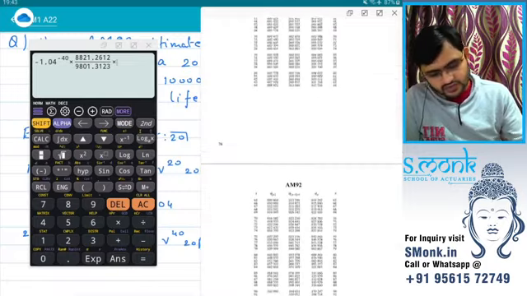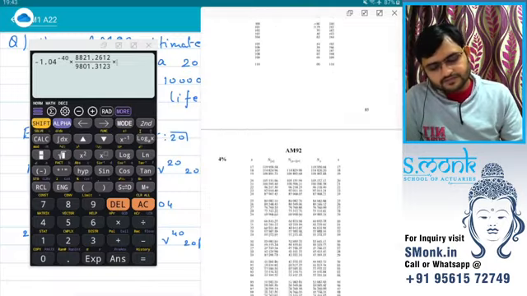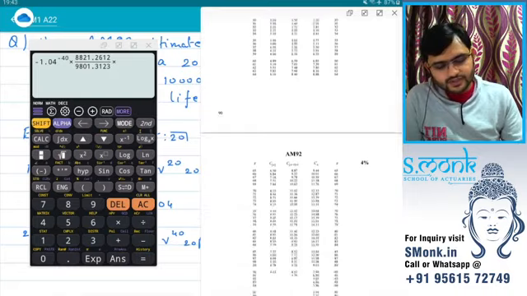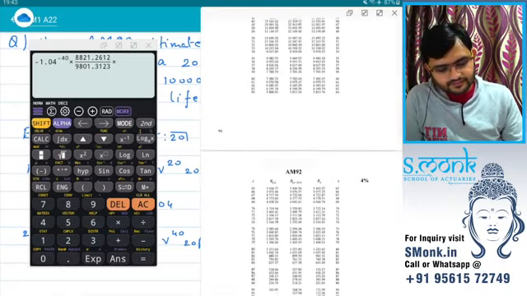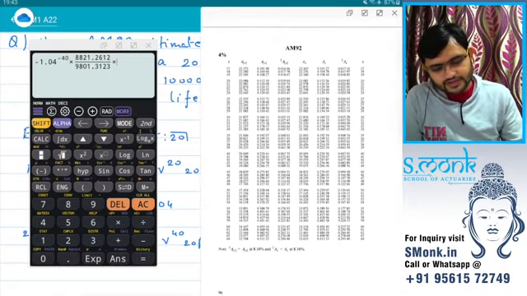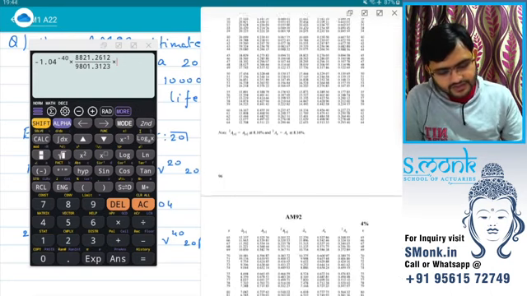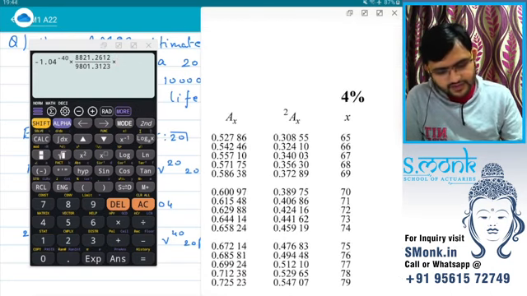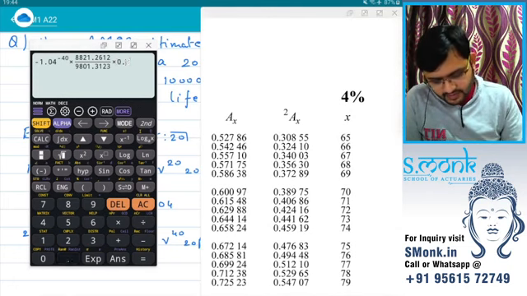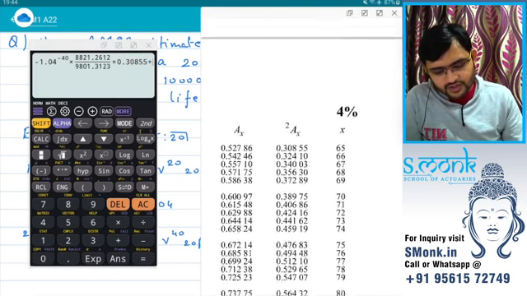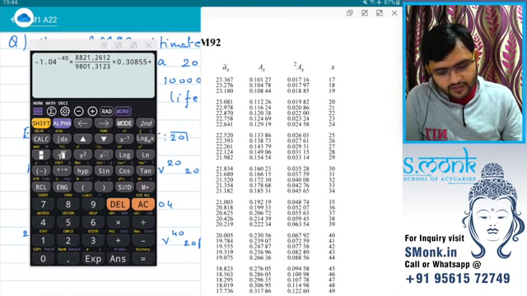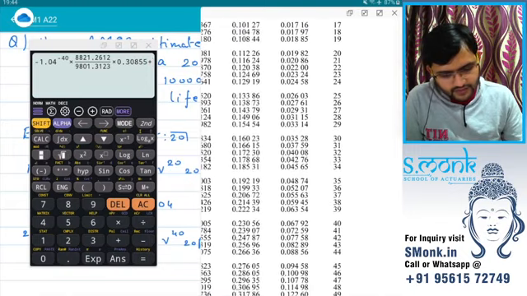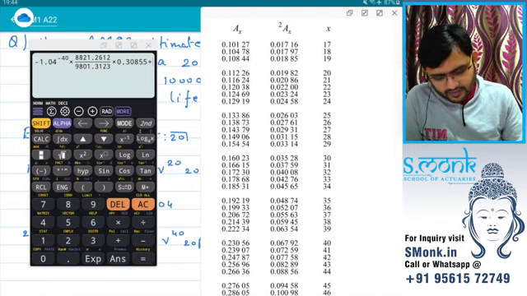Let's go to the assurance table. So we have here the assurance table at 4%. First we want 2A65, which is given here: 0.30855. And then plus, I want 2A for age 45, which would be 0.09458.